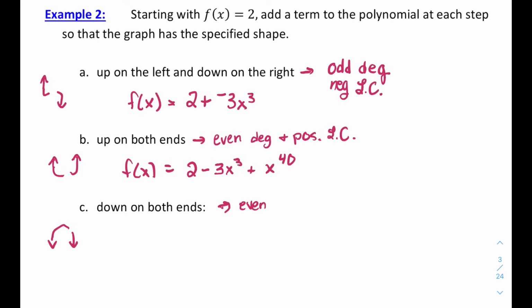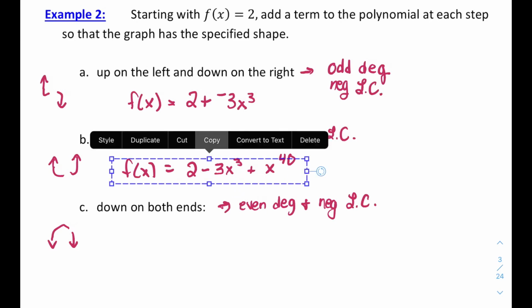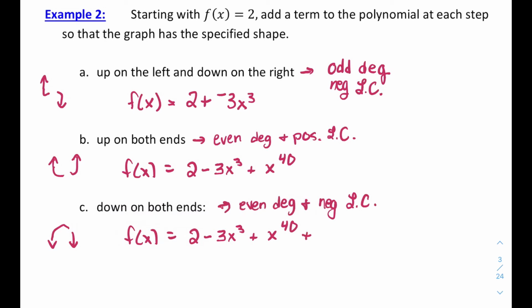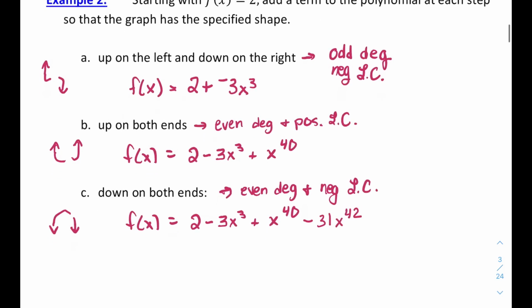Now I'm going to take that and change it so it goes down on both ends, so still an even degree, and it's going to have a negative leading coefficient this time. I'm going to copy and paste this. So I'm going to go with a negative something. Let's go -31, x to the 42nd. Now remember that degree has to be larger than the previous ones or it won't actually change the degree of your overall polynomial.